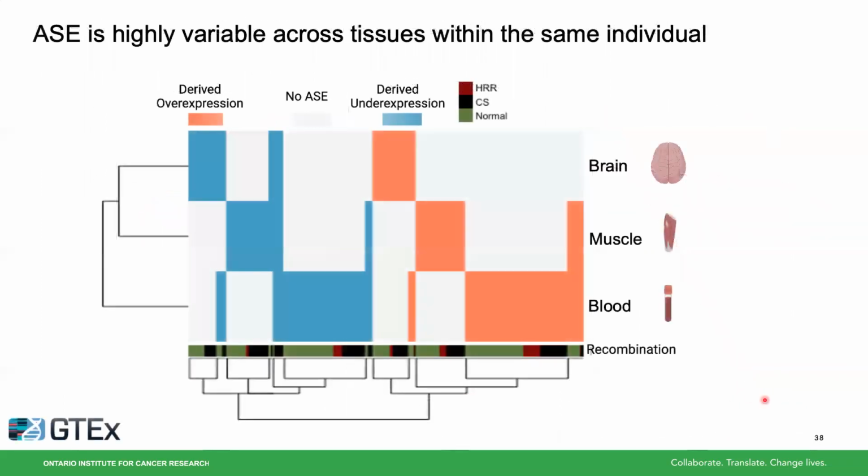So next, since we've now identified this link between expression and ASE, we next wanted to see if tissue-specific ASE within an individual can be explained by these expression regions or the recombination regions. So to do this, I identified 79 individuals with measurements in blood, muscle, and brain tissue at 448 sites where ASE is observed in at least one tissue.